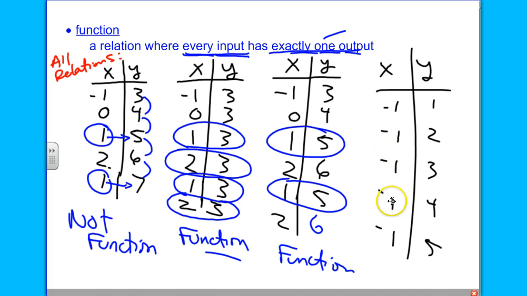And now this final table. -1, -1, -1, -1, -1. They're all the same. And then 1, 2, 3, 4, 5. I see a nice pattern. Is this a function? No. Yes. Yes. No. Yes. No. Yes. No. And so raise your hand if you think it's a function. We have 3 people. Raise your hand if you think it's not a function. We have 23 people. And you are correct. It's not a function.